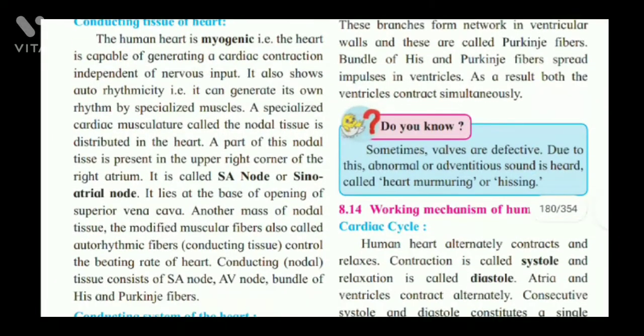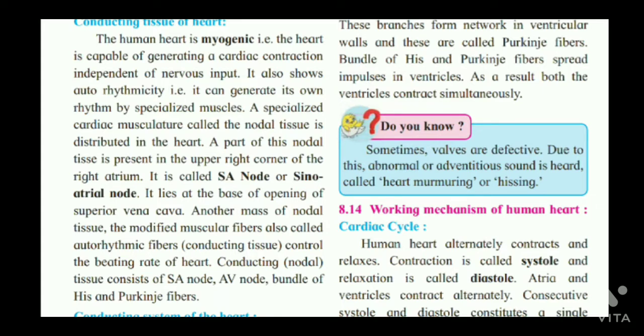Conducting tissue of the heart. The human heart is myogenic, that is, the heart is capable of generating a cardiac contraction independent of nervous input. It also shows autorhythmicity, that is, it can generate its own rhythm by specialized muscles. A specialized cardiac musculature called the nodal tissue is distributed in the heart. A part of this nodal tissue is present in the upper right corner of the right atrium. It is called the SA node or sinoatrial node. It lies at the base of the opening of the superior vena cava.